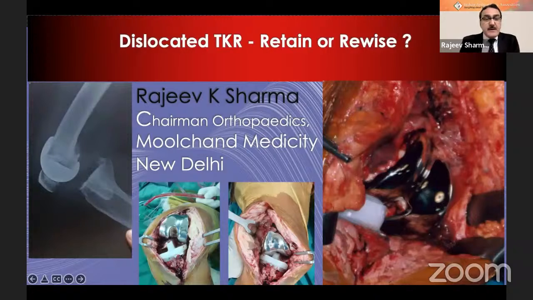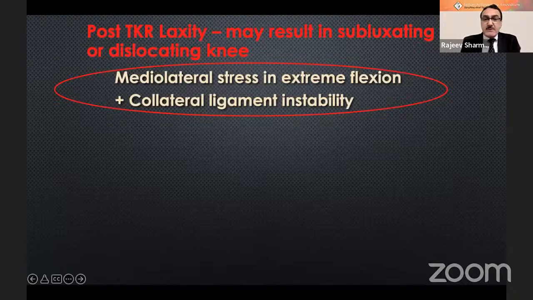I'll be speaking on dislocating or subluxating total knees, which is a major concern for any surgeon, because a mild instability patient may still have a problem of getting up from the chair or difficulty on taking stairs. But if there is a gross instability, it will give rise to a dislocating or subluxating knee.